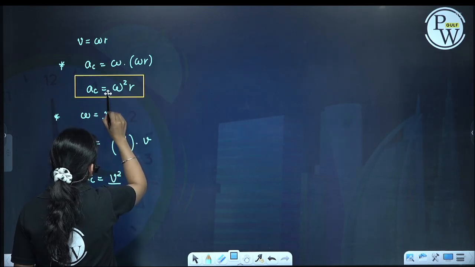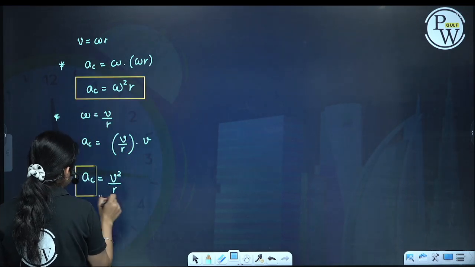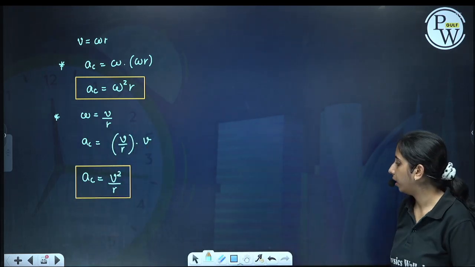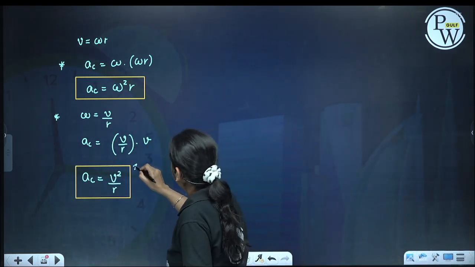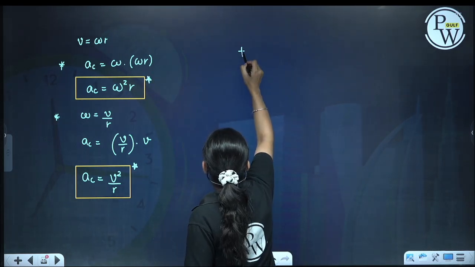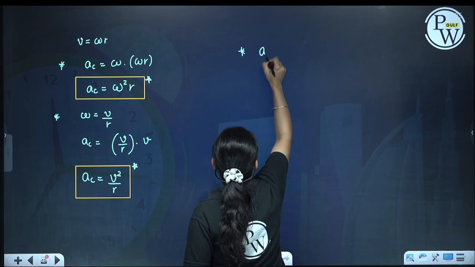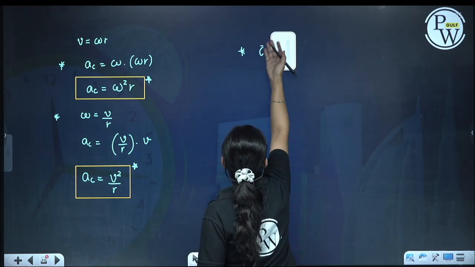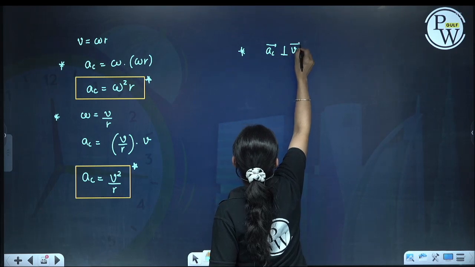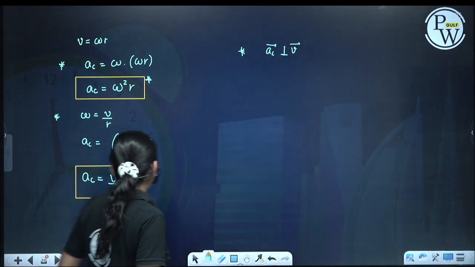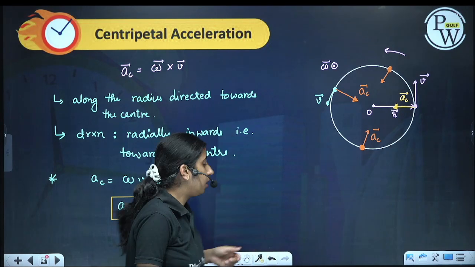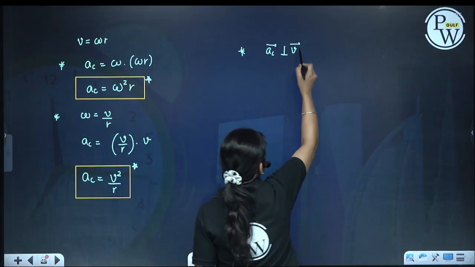Centripetal acceleration is given by omega v, omega square r, or v square by r. All these are the magnitudes of centripetal acceleration. Now see, centripetal acceleration is always perpendicular to the velocity vector, because it is acting toward the center.